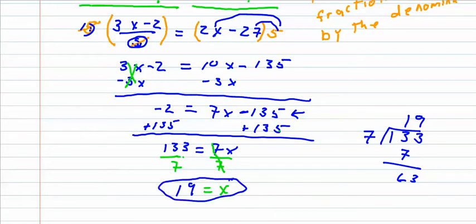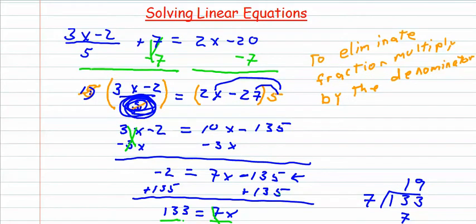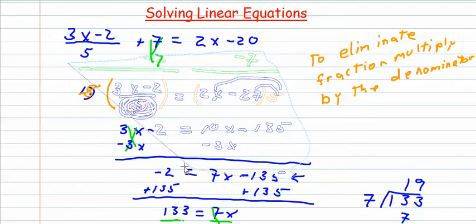So the only difference between this and the last example is because of this fraction right here, the denominator, we multiplied both sides by that denominator. I could have multiplied both sides by 5 here. There would be nothing wrong with that. In fact, what I'm going to do here is just eliminate all this stuff here.